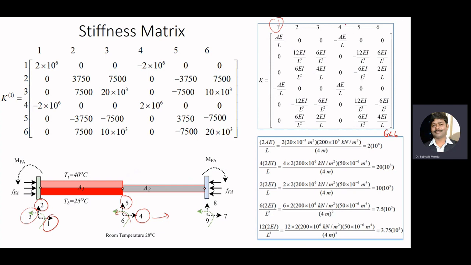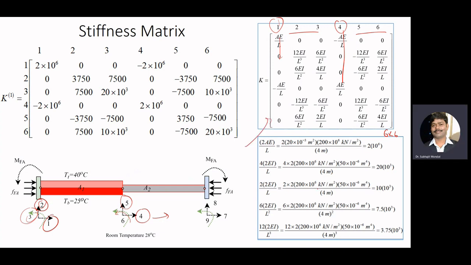So here, first and fourth correspond to the axial degree of freedom. Degrees 2, 3 and 5, 6 correspond to the bending moment. Now, if we calculate the values, if we put the values of AE, EI and L, you can calculate all the values.